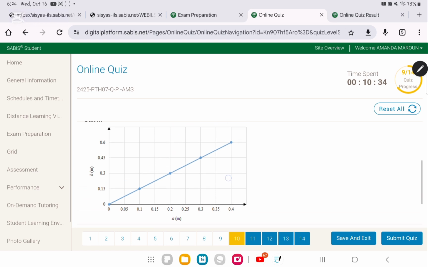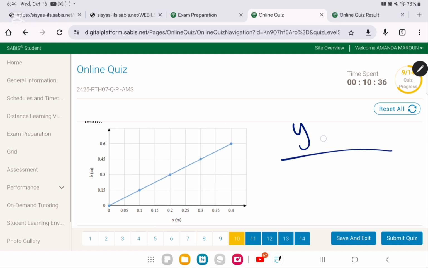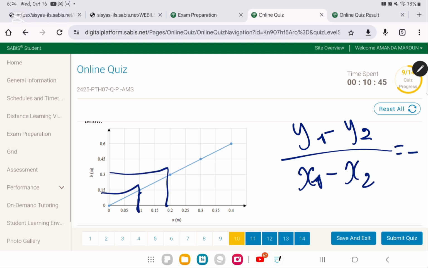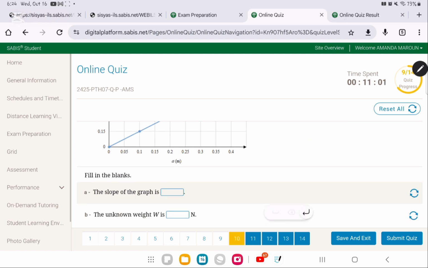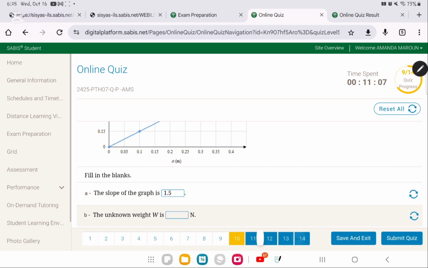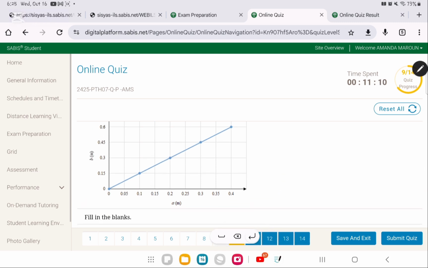Okay? So, they're asking us to find the slope of the graph, we're going to do basic math. We know that the slope is y1 minus y2 over x1 minus x2. If you do it, let's take any 2 points, for example, this and this and this and this. You will do then 0.15 minus 0.3 over 0.1 minus 0.2. And you will get that the slope is 1.5. So the value of the slope of the graph is 1.5. The unknown weight is, if you notice, if you look back at the graph, it says what?